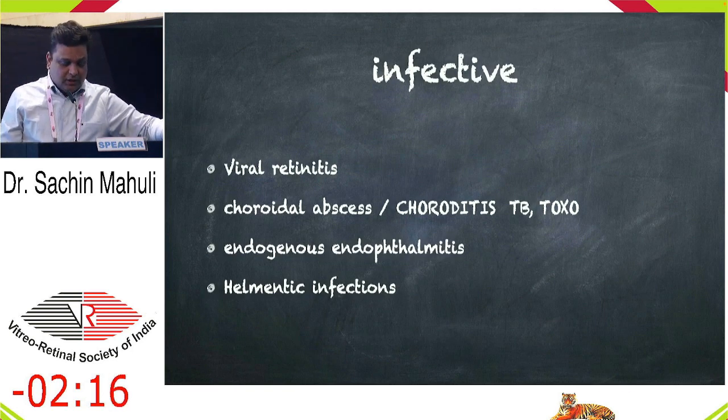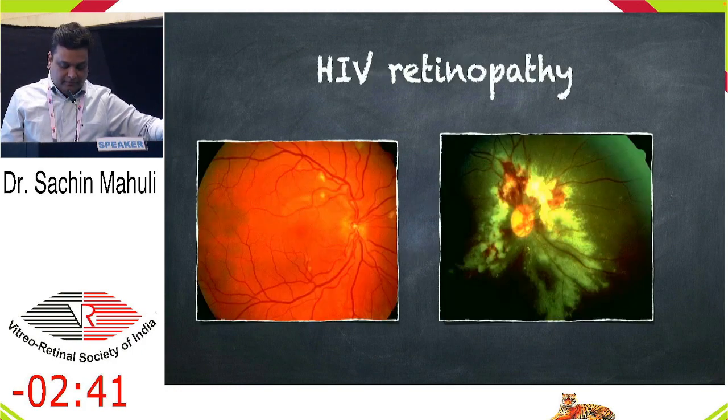Infective conditions are also very commonly seen in retinal pathologies, like viral retinitis and choroidal abscess. They can present with varying degrees of choroiditis. Endogenous endophthalmitis is very common. You need to look for the systemic cause of infection. Septic emboli are very common in these cases, and the source of infection needs to be found out; systemic antibiotics and apt management are required.